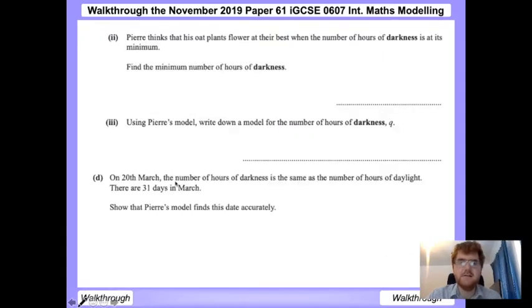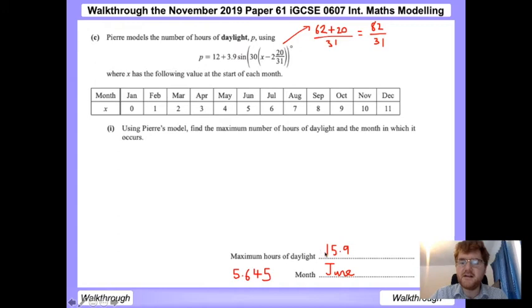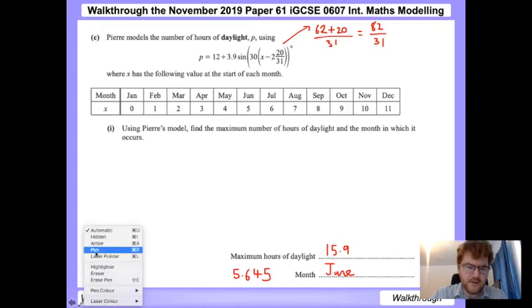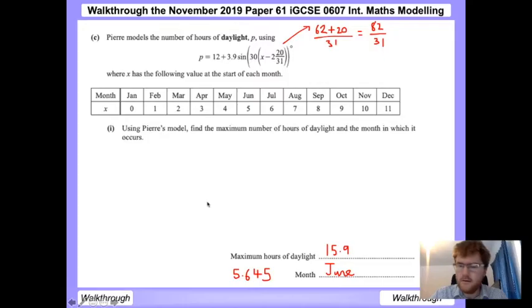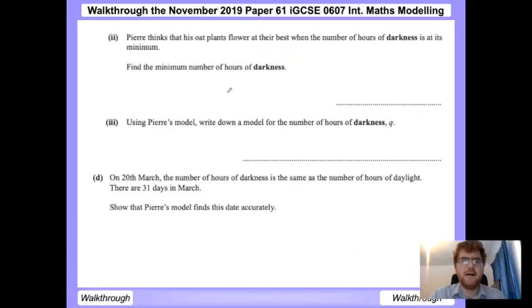Okie doke. And Pierre thinks his oat plants flower at their best when the number of hours of darkness is at its minimum, and we need to find the minimum number of hours of darkness. Well, we could do some extra GDC work, but it's not necessary. We know the maximum hours of daylight. So if we take that away from 24, because there are 24 hours in a day, that will work out the minimum number of hours of darkness, because darkness plus daylight hours always have to add up to 24. So we do 24 minus 15.9, and we get 8.1.